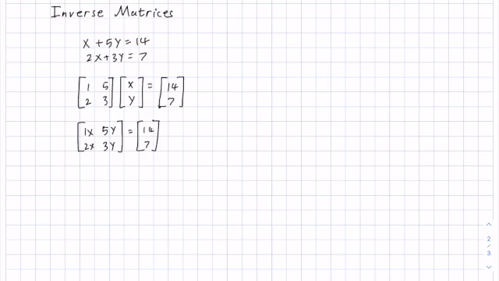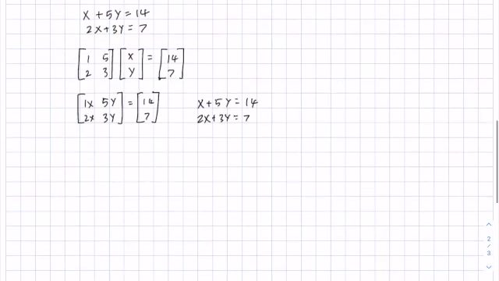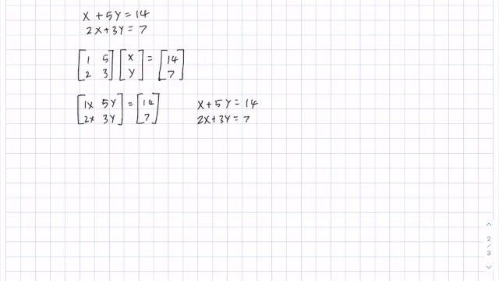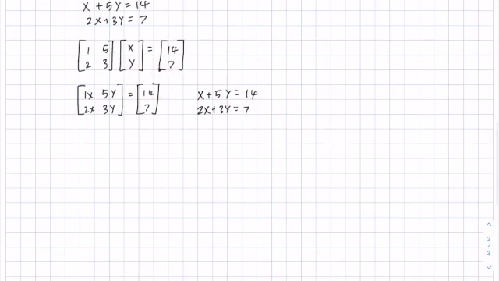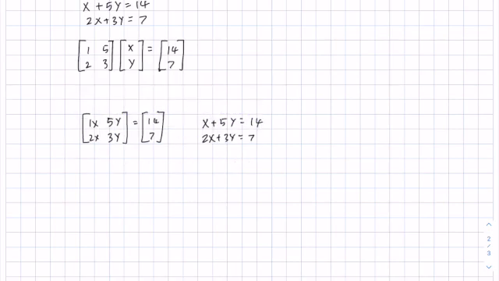And then we could just revert it back into a system of equations. It'll be x plus 5y is equal to 14, 2x plus 3y is equal to 7. So this proves that these two things are the same thing. So that's why you convert it into this form.